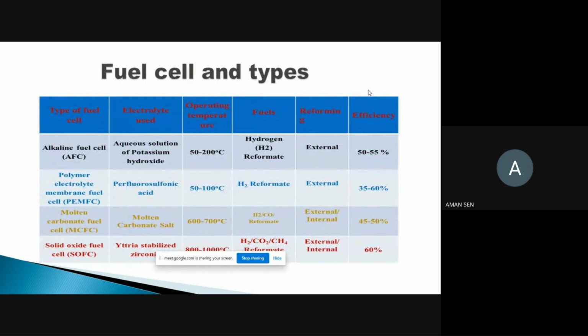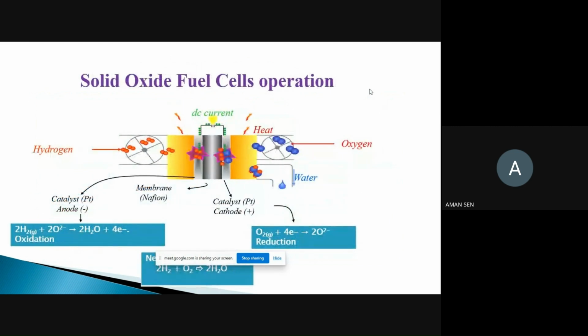There are different types of fuel cell: alkaline fuel cell, polymer electrolyte membrane fuel cell, molten carbonate fuel cell, and solid oxide fuel cell. Our work is focused on the solid oxide fuel cell, which converts chemical energy directly into electric energy without any combustion. A solid oxide fuel cell has three components: the cathode, the electrolyte, and the anode.